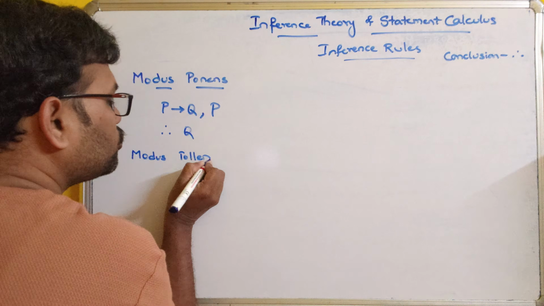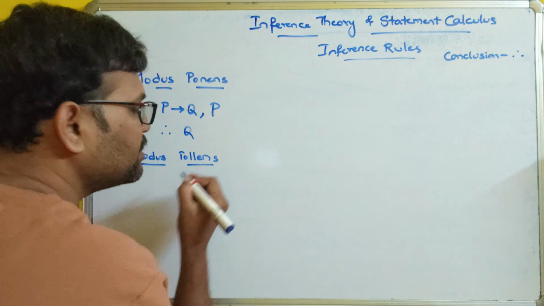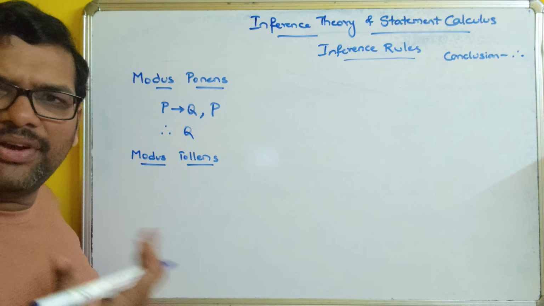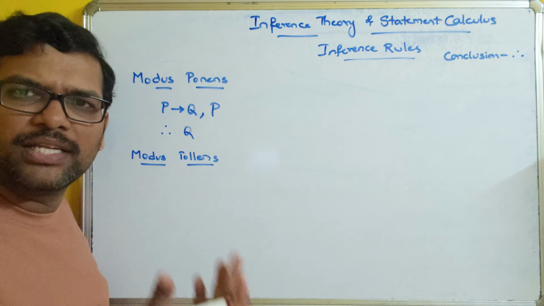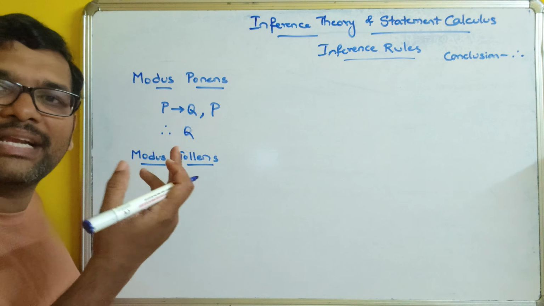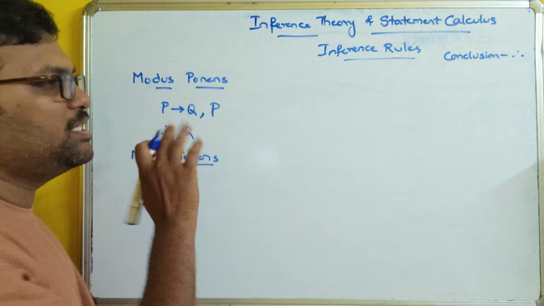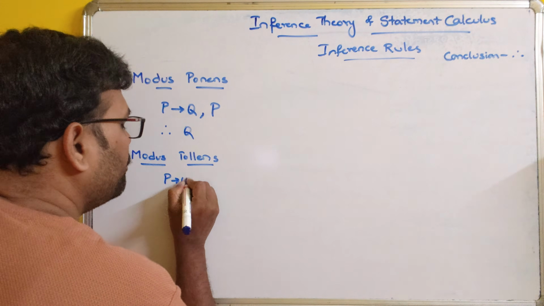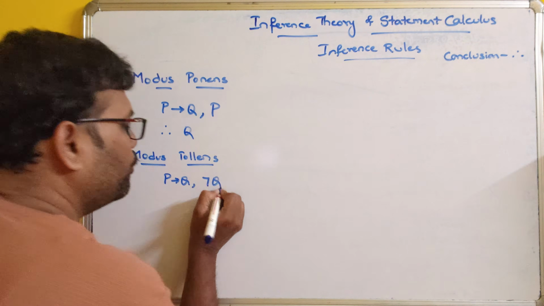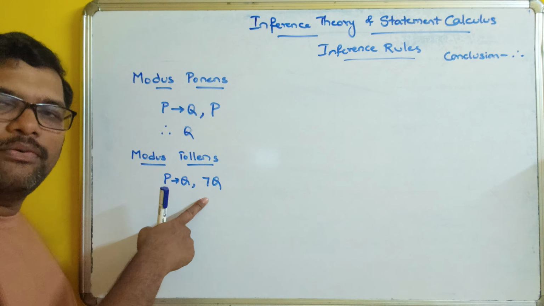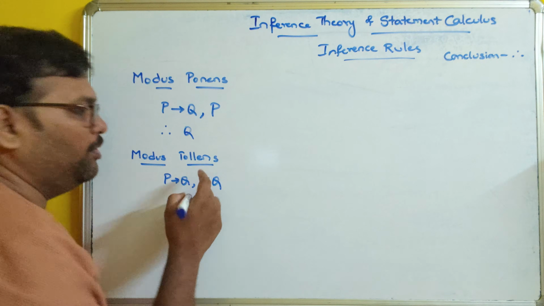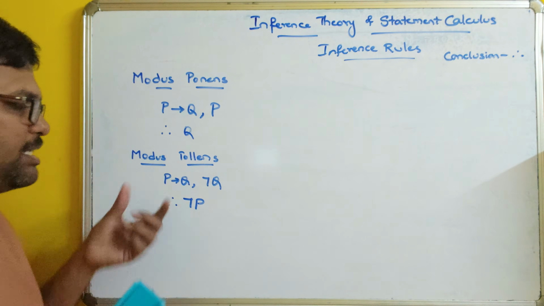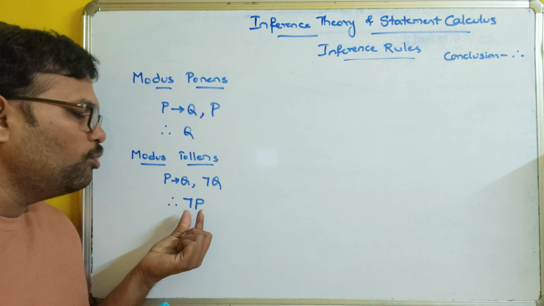modus tollens. The rules names are different. Okay, so like associativity, identity, distributive law, De Morgan's law. So here we are calling them as an inference theory or inference rules. So these are the formulas. So if the premises are in the format of P implies Q and negation Q, the conclusion will be negation P. So you can simply replace these two things with a negation P.